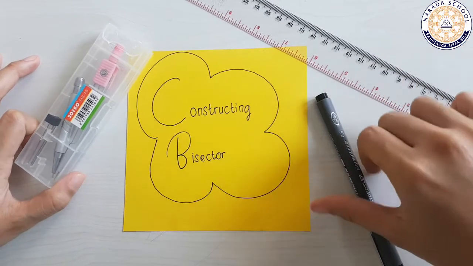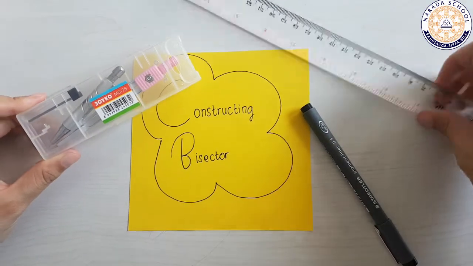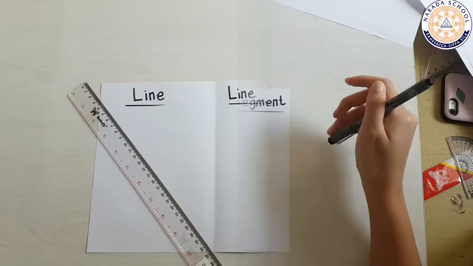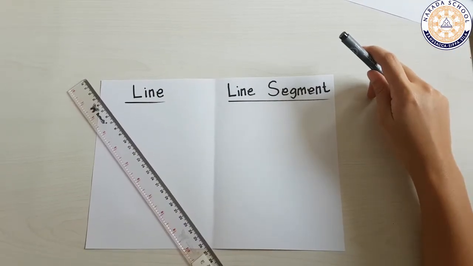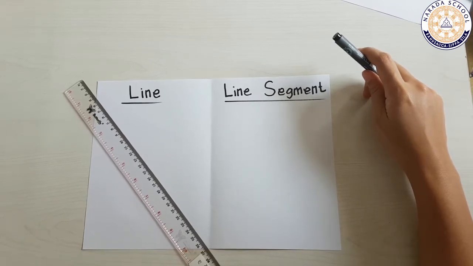In this part, you need the equipment. The first thing is a pair of compasses and then a ruler, and you may use a pen or marker. We learn about how to construct the perpendicular bisector of a segment and also the angle bisector.